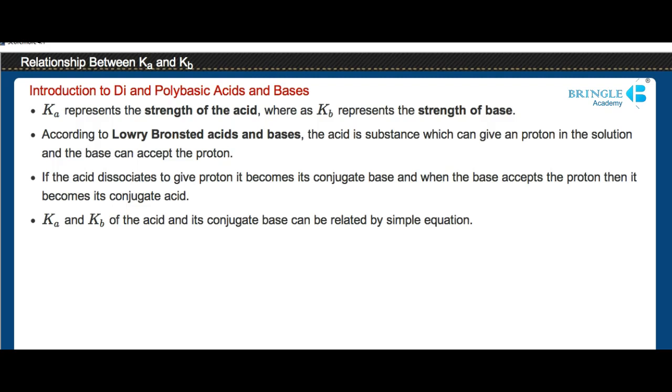According to Lowry-Bronsted acids and bases, the acid is a substance which can give a proton in the solution and the base can accept the proton. If the acid dissociates to give a proton, it becomes its conjugate base, and when the base accepts the proton, it becomes its conjugate acid. Ka and Kb of the acid and its conjugate base can be related by a simple equation.